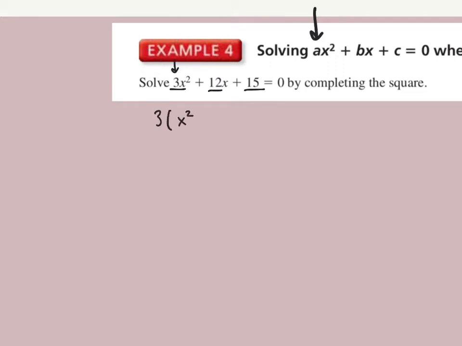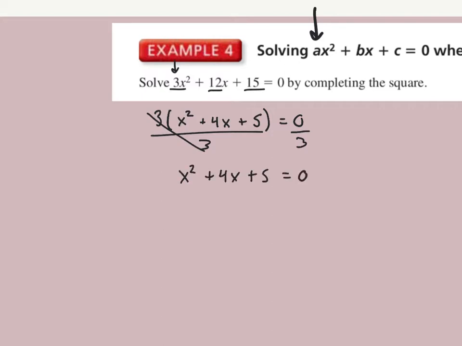So we have x squared plus 12 divided by 3 is 4, and 15 divided by 3 is 5, and this is equal to 0. If we divide both sides by 3, 0 divided by 3 is 0, and the 3's cancel out. So we're just left with x squared plus 4x plus 5 is equal to 0. Now we want to check and see if we can factor this. Do we have two factors of 5 that add to 4? Nope. So we're going to have to complete the square.